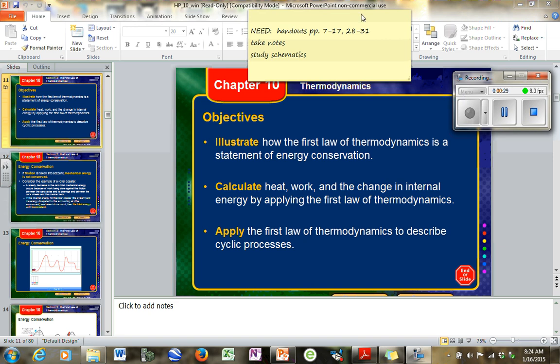Okay, you see up here on my little sticky note some things that you're going to need: your handout, and we're going to be looking at pages 7 to 17, and then there are some schematic drawings at the end of your handouts, pages 28 to 31, that you're going to need to look at and study. There's how a refrigerator works and how a gas engine cycle works as well. Then you're going to need to take notes.